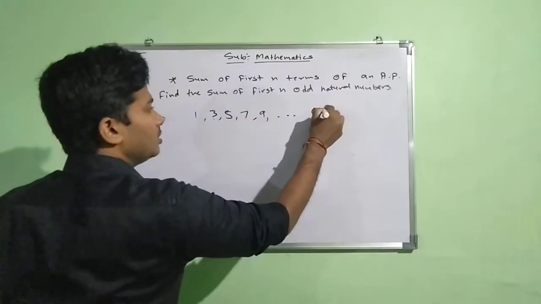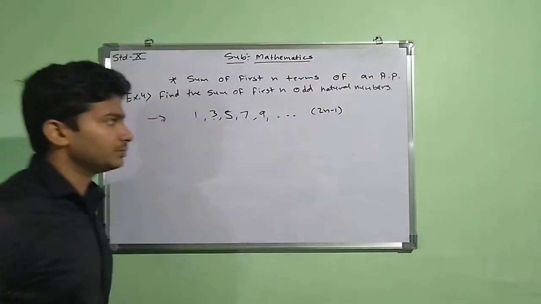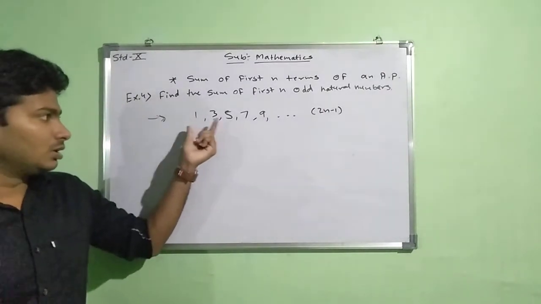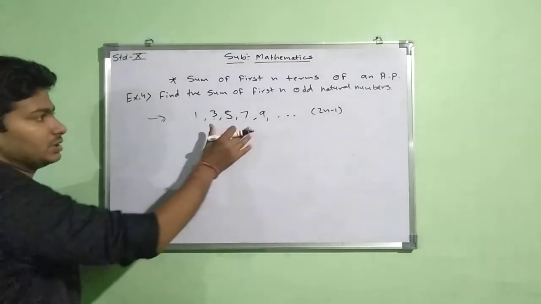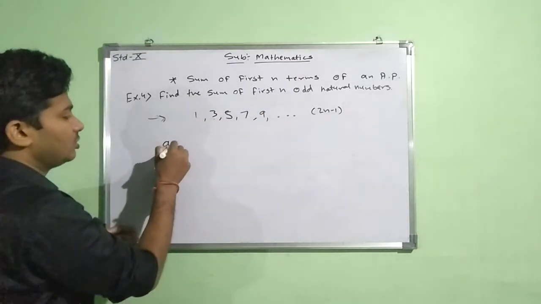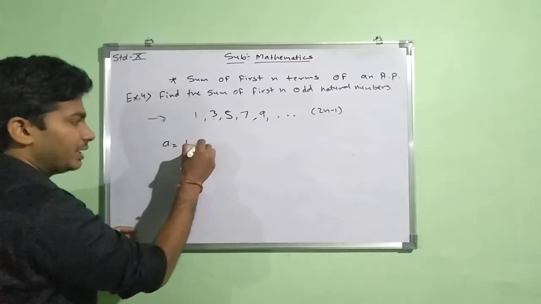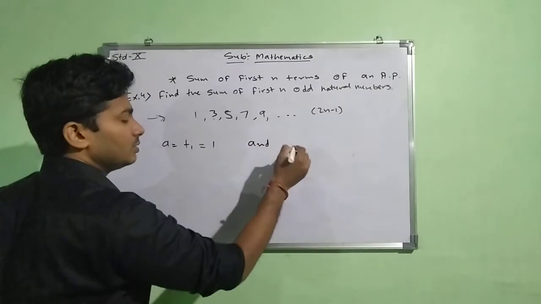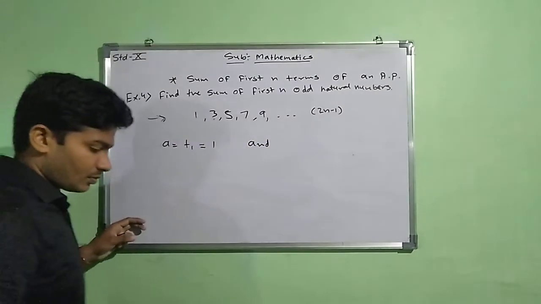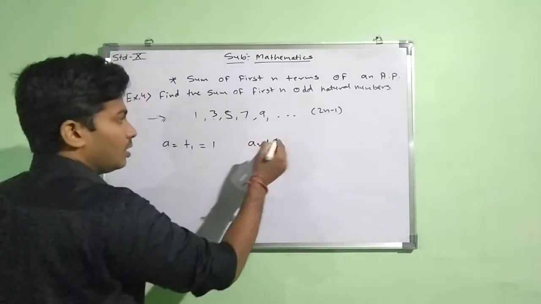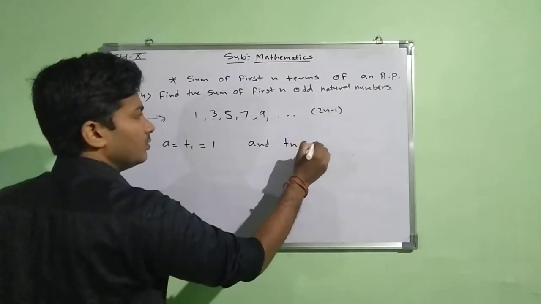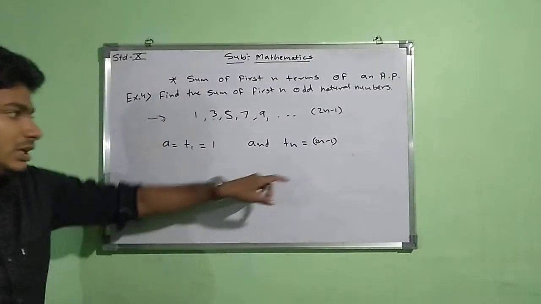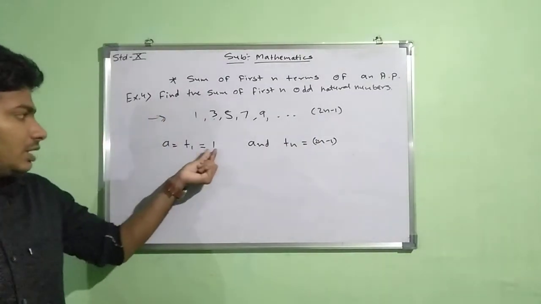The last term will be 2n minus 1. So this is the arithmetic progression. Now we can say in that arithmetic progression we have the first term and last term. The first term, which is denoted by a, also denoted by t1, is equal to 1, and the last term, denoted by tn, is 2n minus 1. So 2n minus 1 is our last term and 1 is our first term.